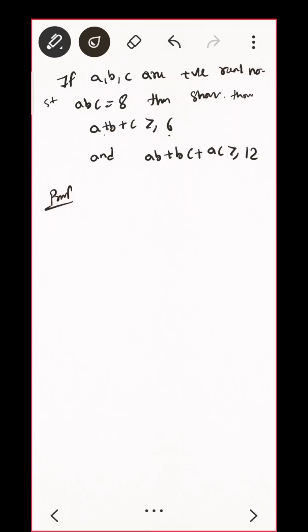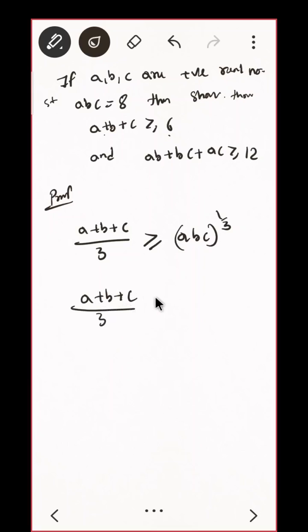Any idea for the first one? Of three numbers, should I apply AM-GM for three numbers? That is, A plus B plus C by 3 is greater than or equal to ABC raised to 1 by 3. Do you agree? And you are already given the value of ABC, it is 8. So A plus B plus C by 3 is greater than or equal to 8 raised to 1 by 3. Are we done now? That is, A plus B plus C is greater than or equal to 6. The first part you are done.